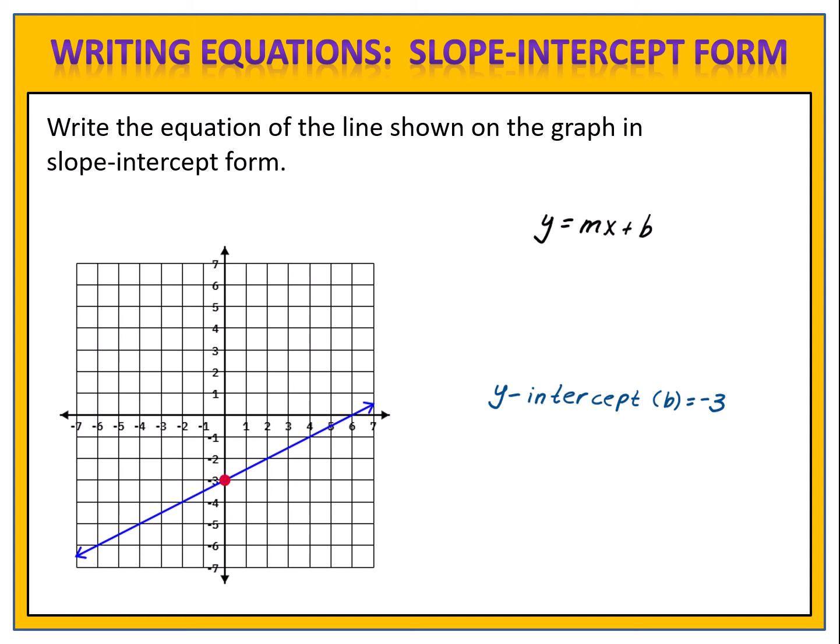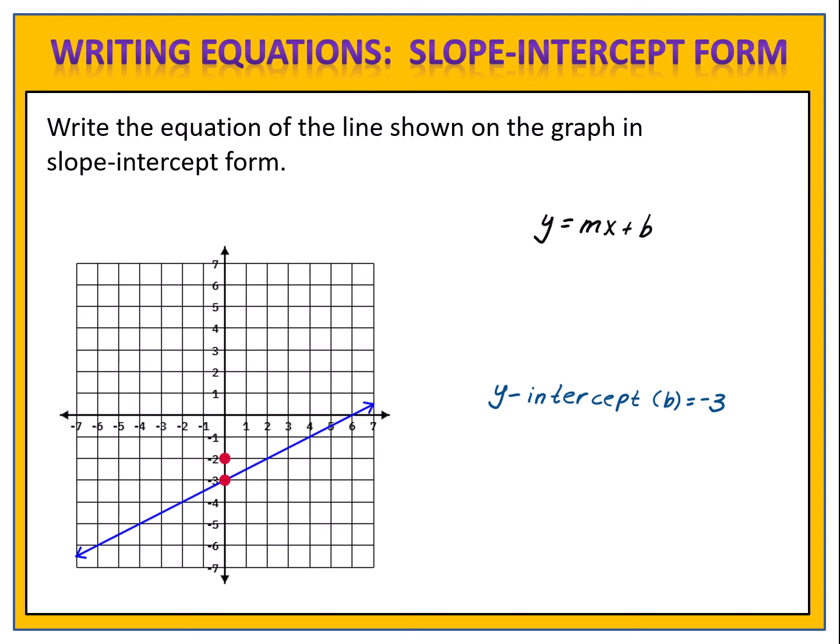We then need to find the slope. We notice that to move from one point to the next, we have to go up 1 and then to the right 2. That means our slope is 1/2. We can substitute these values into the equation, y equals mx plus b, so we have y equals 1/2 x, and then plus b, -3, so -3. Y equals 1/2 x minus 3 is the equation of the line shown on the graph in slope-intercept form.